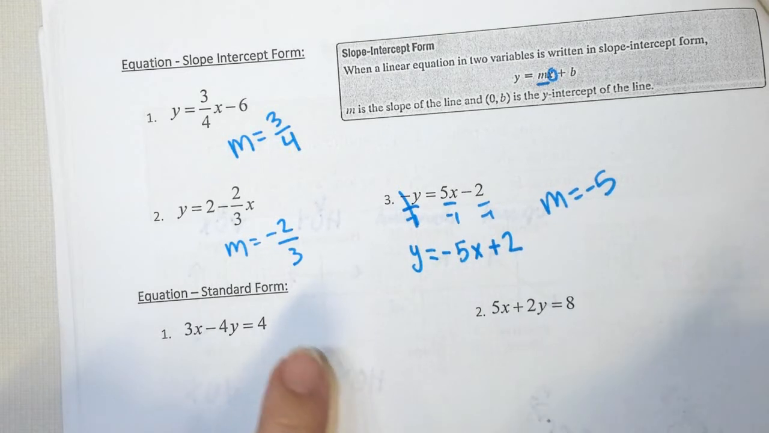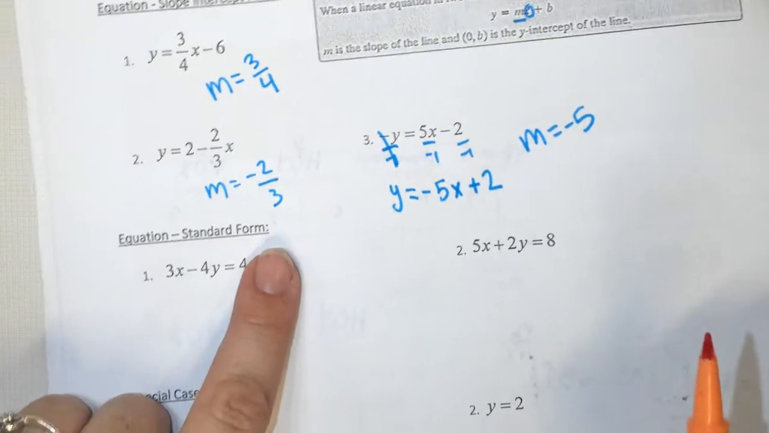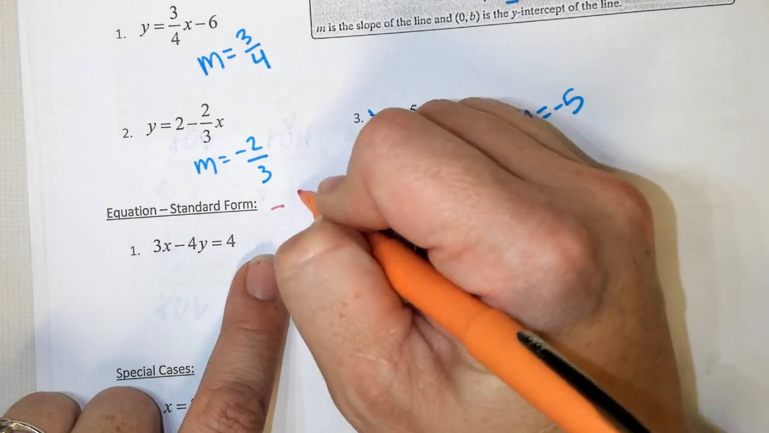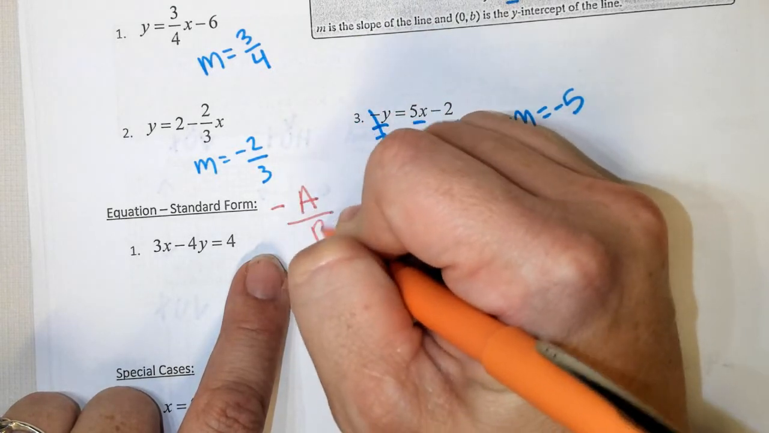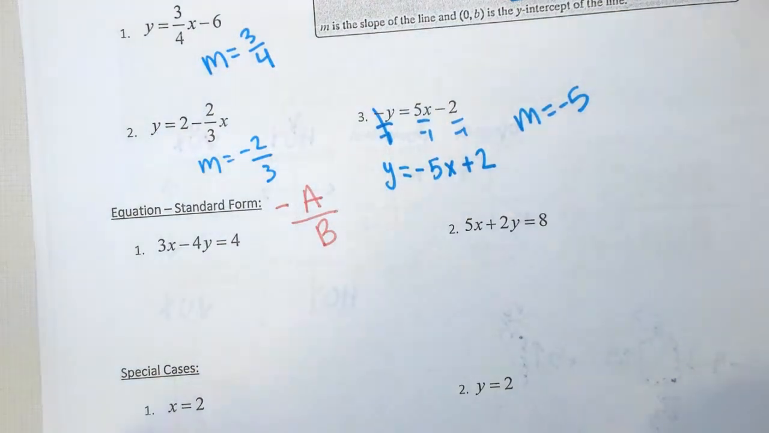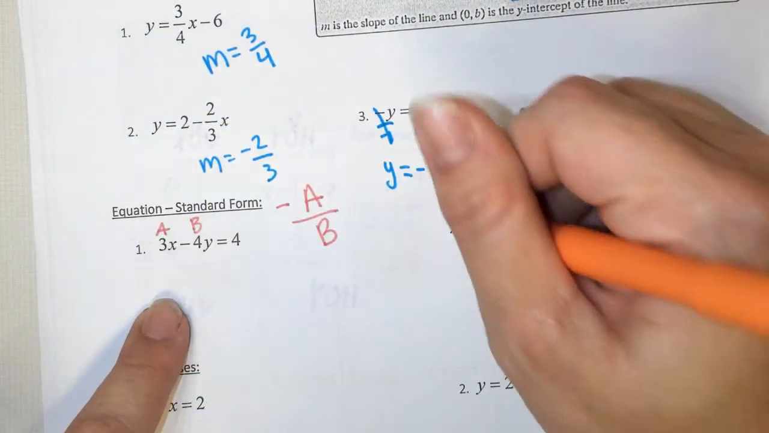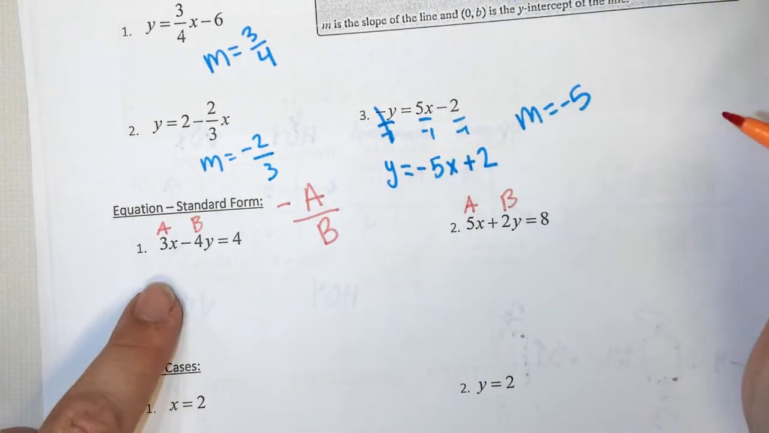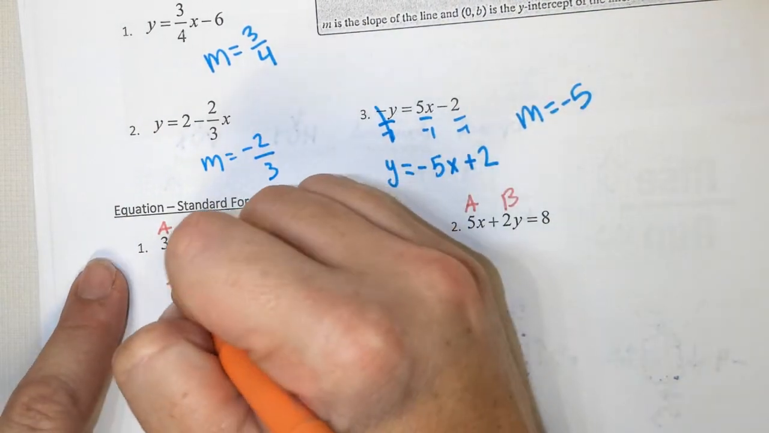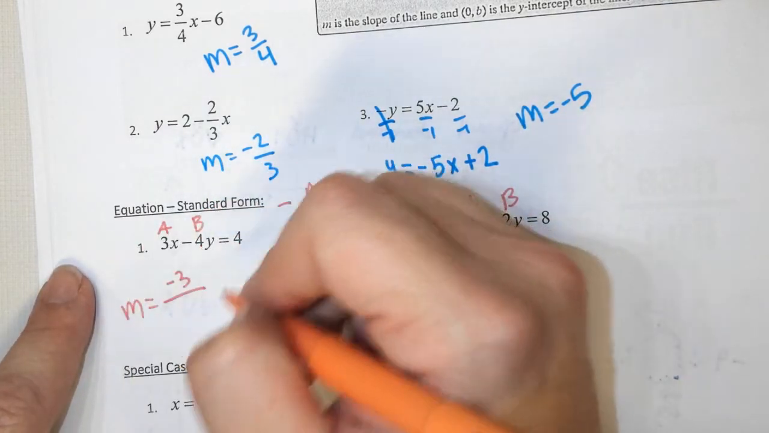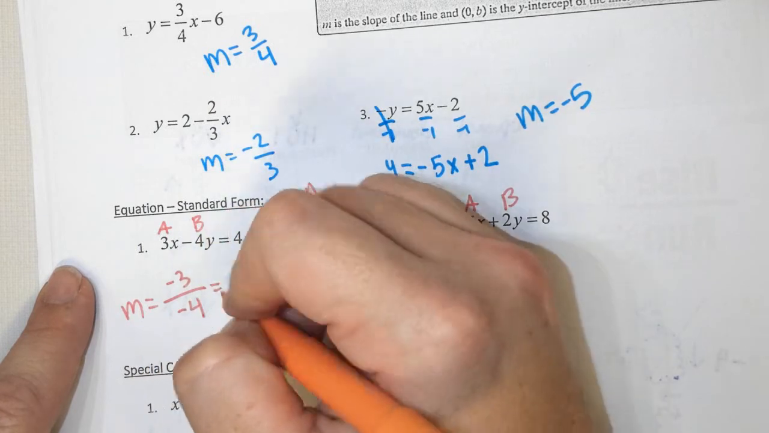Okay, now let's look at standard form. We've been doing standard form, yes? What do we know about standard form equations and how to find slope? It's the opposite of A over B. What's the opposite of 3? -3. Over what's B? Positive 4. And 2 negatives makes a positive.